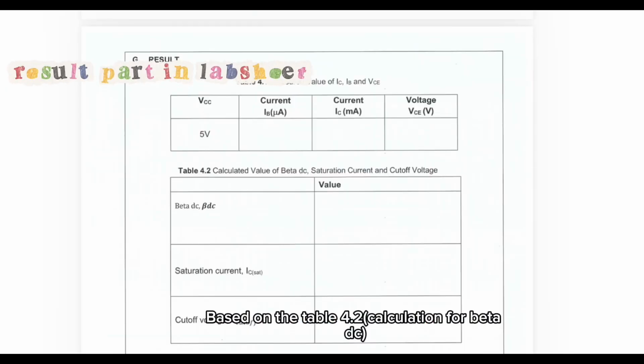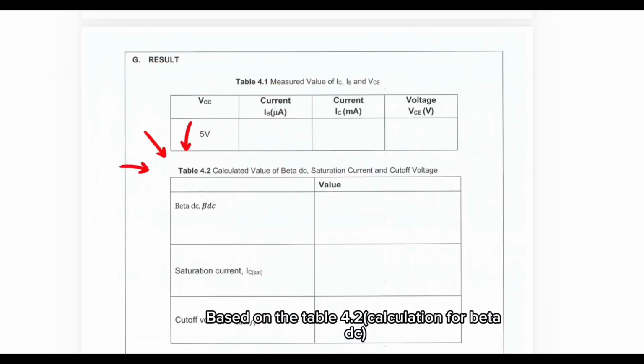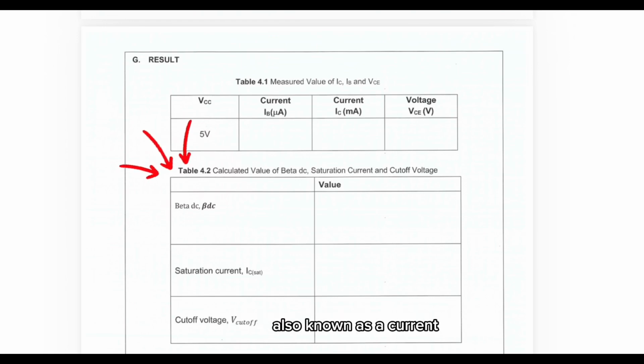Based on table 4.2, the correlation of beta DC, also known as the current gain, represents the relation of the collector current IC to the base current IB. It indicates how much the transistor amplifies the input current.